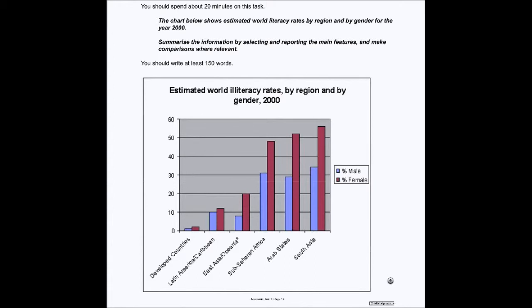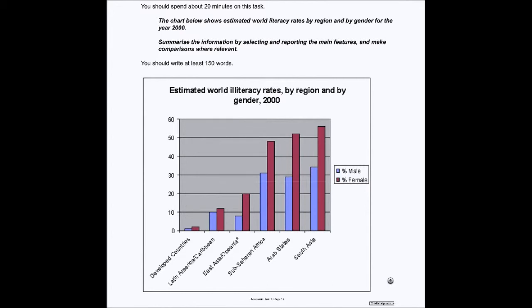As with all of the pictorial representations in Task 1 writing, it is vital that you understand the visual or the diagram before starting. So the numbers on the left hand side represent percentages in this graph and the different colours represent gender.